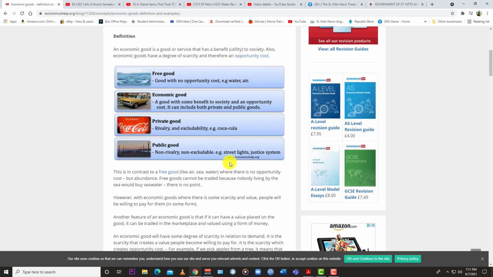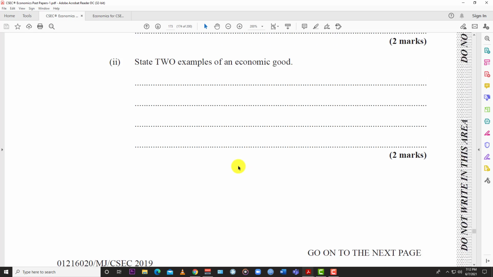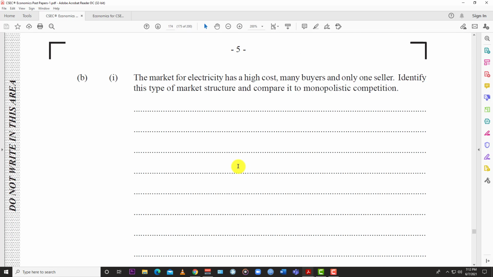All right, so if you check this website, we see some examples of economic good. A good with some benefit to society and an opportunity cost attached to it. It can include both private and public goods. So we're talking about normal goods that you buy out there on the market. It asks just for examples, so you just state 2 examples: a car, a shirt, a shoe, whatever. Those are economic goods. Goods and services that you can fetch a price for, that you can buy, that kind of thing.